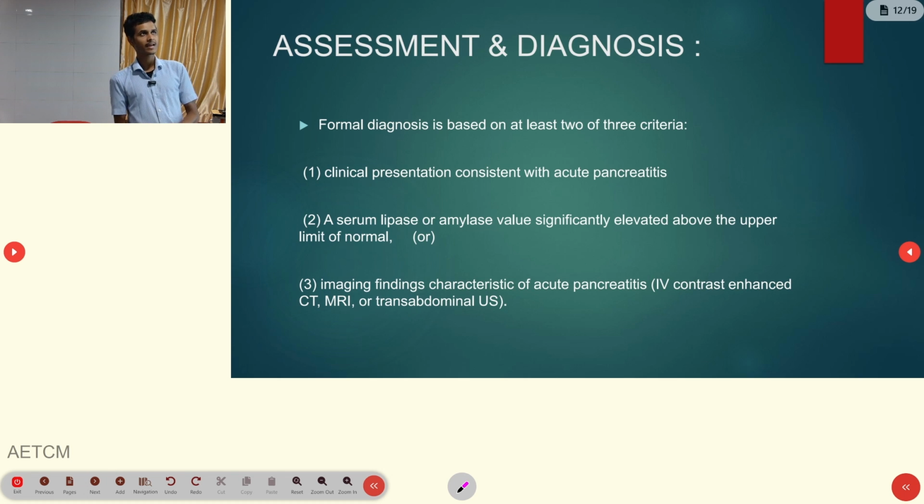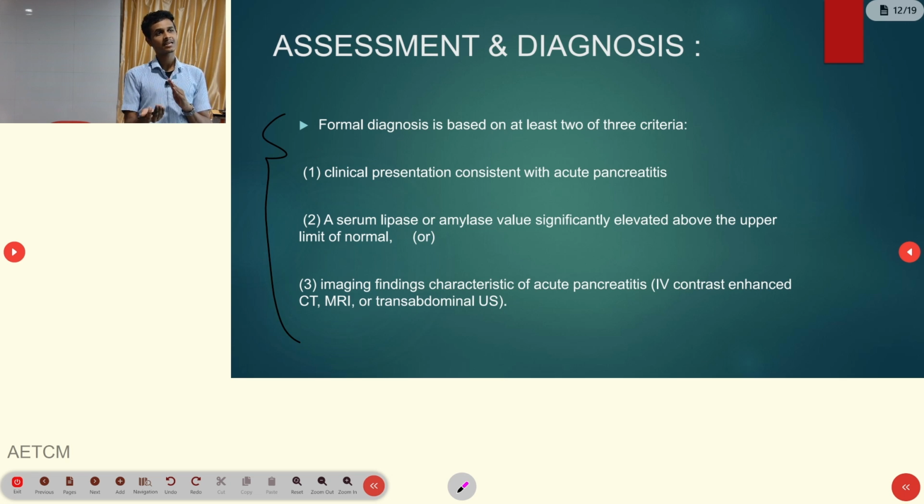So how can we assess in the pre-hospital setting, and how do we have to diagnose in the in-hospital region? Mainly this criteria is for the in-hospital. For that in-hospital criteria, we have 3 criteria. If you want to say the person has acute pancreatitis, the person has to fulfill at least 2 of these 3.